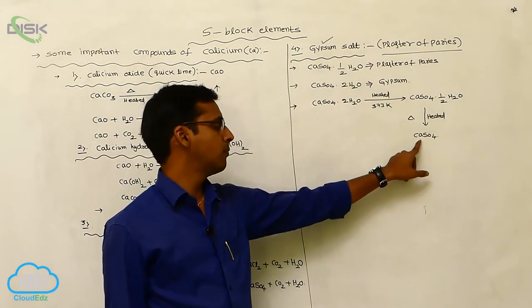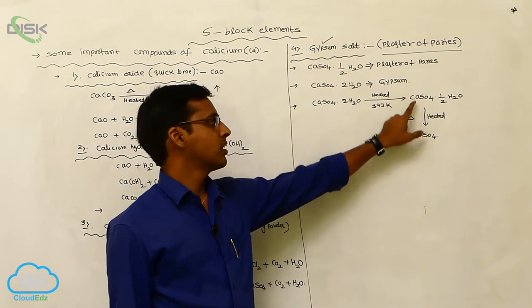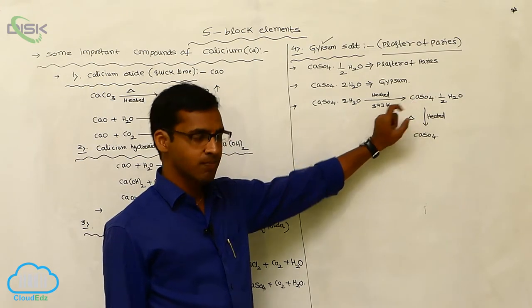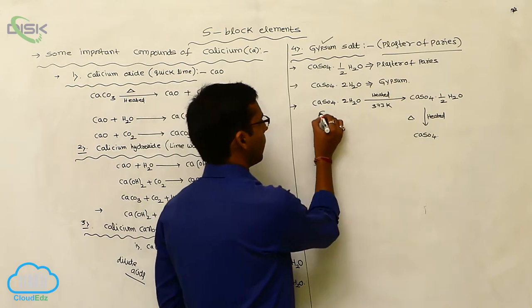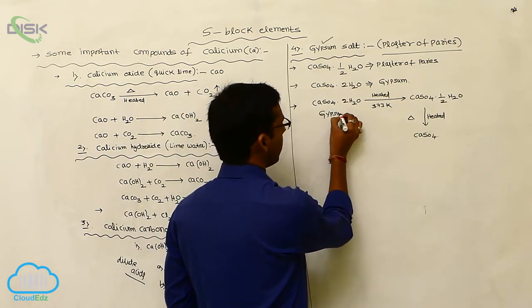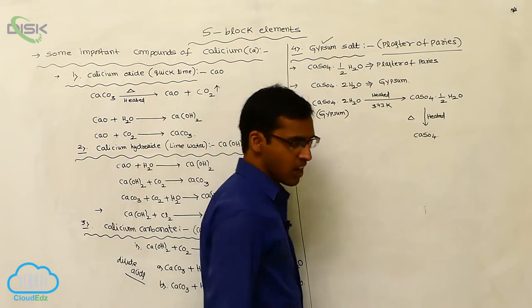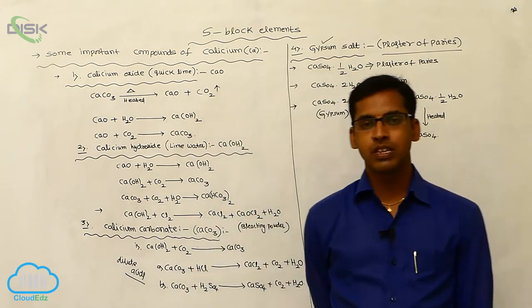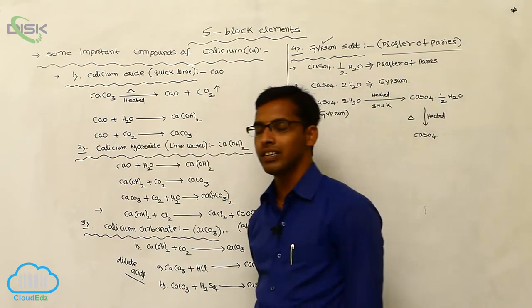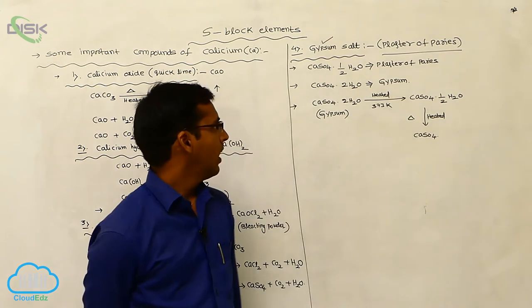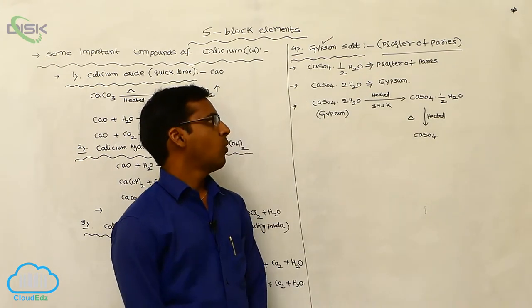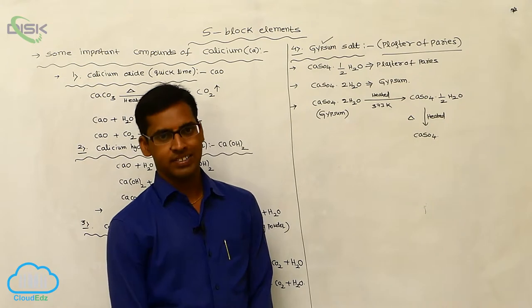This is your dead burnt plaster. This is your plaster of Paris. This is gypsum. Okay. Means the plaster of Paris is prepared from gypsum through heating at 373 Kelvin. Okay. Next, uses. So what are the uses of plaster of Paris?